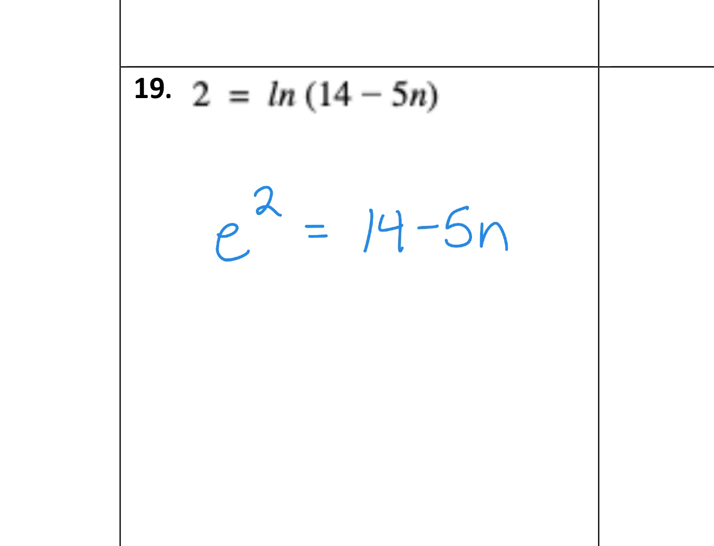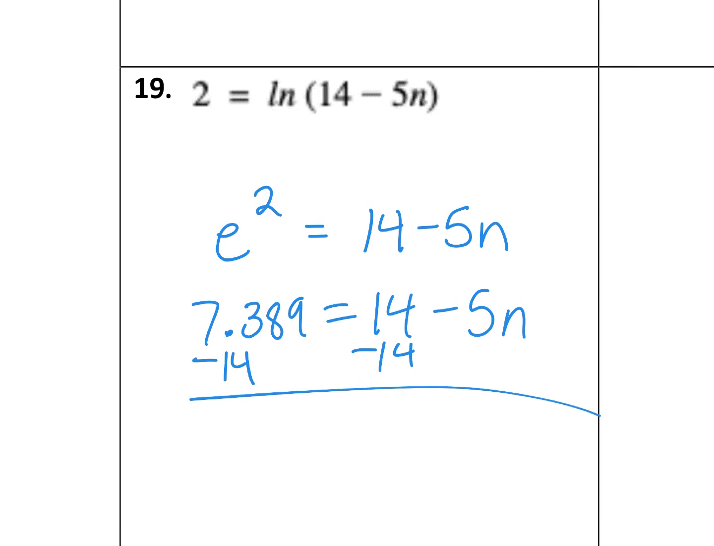Okay, so it seems like everyone's found the button, but if you have not, it is the natural log button on my calculators, but you have to hit the second button before you click it. e to the caret, you would type in 2. I would round it to 3 places, so that's going to give me 7.389 equals 14 minus 5n, but am I done yet? No, I don't know what n equals. Minus the 14. So what is 7.389 minus 14?